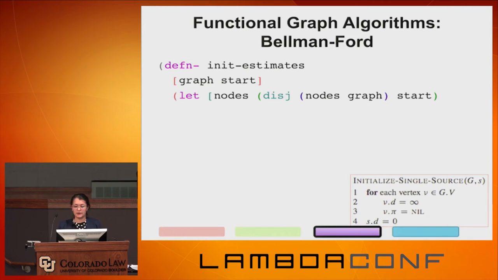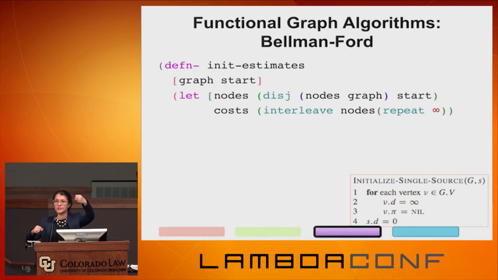Now we'll initialize cost, which is our path cost from the start vertex to all the other vertices. And what interleave does is it basically gives us the mapping from the node to infinity. It turns out that the word infinity itself is too long to put on the slides given this font. So the squiggly symbol is the infinity symbol that you see here.